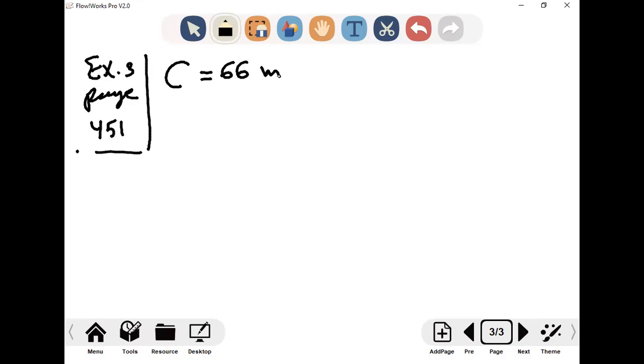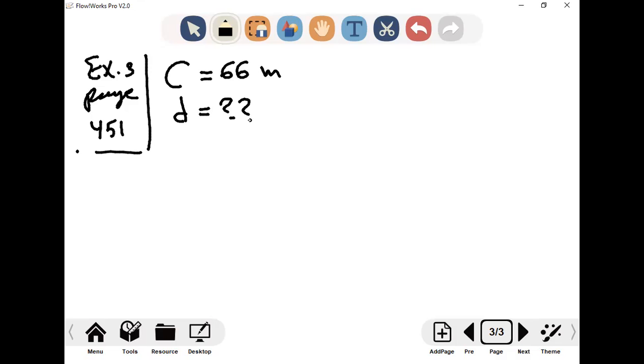What does the question want from me? Find the approximate diameter. The question wants me to find the diameter, and use 3.14 for pi, round to the nearest hundredth if necessary. Look at the board. This is the question in front of you. The summary of the question on the board, right? C is given, how much? 66 meters. The wanted is what? The diameter. Done?